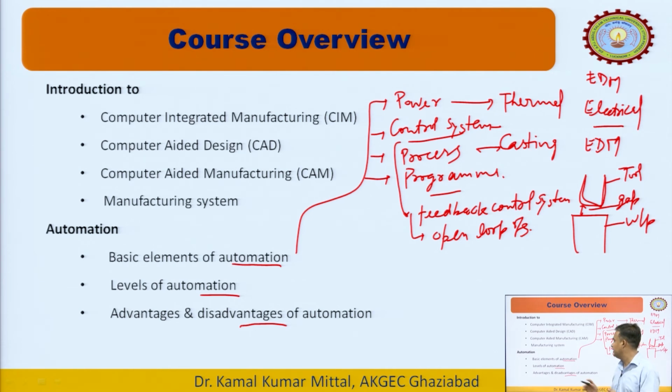Then program of instruction, then level of automation. There are different levels of automation, like at component level, at machine level, at system level, at plant level, and at enterprise level. And there are advantages and disadvantages of automation. Advantages are like automation reduces the time, reduces the human effort, produces good products, and the disadvantage is that it is very, very costly. It creates unemployment.